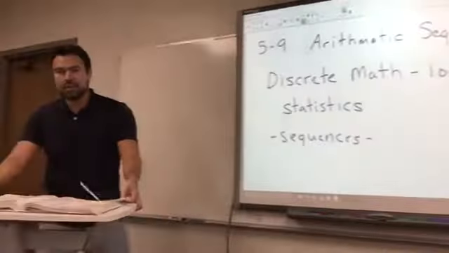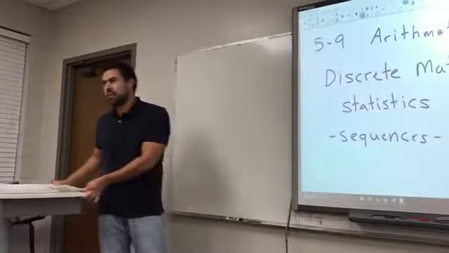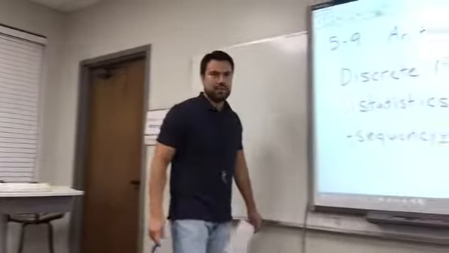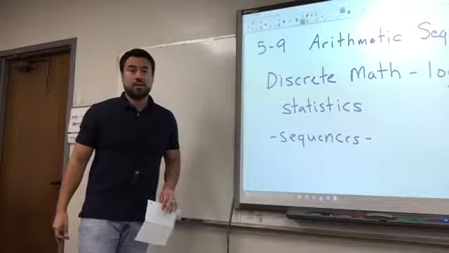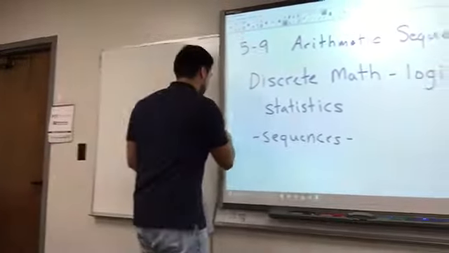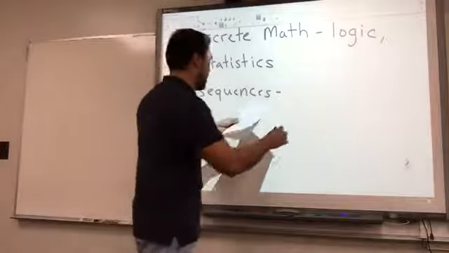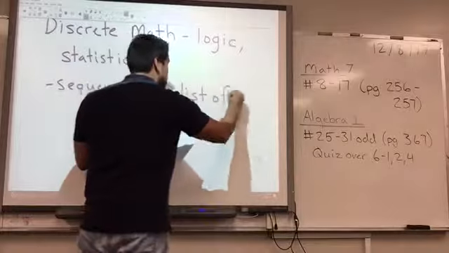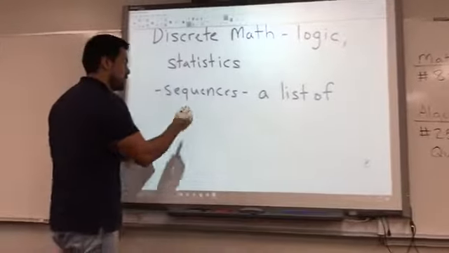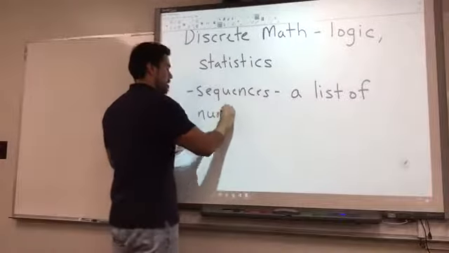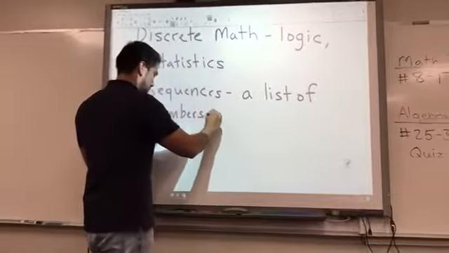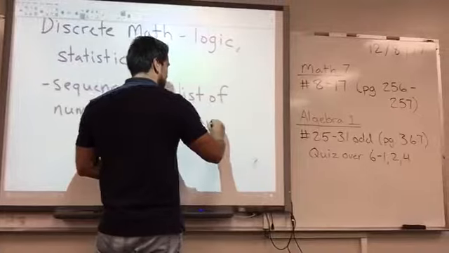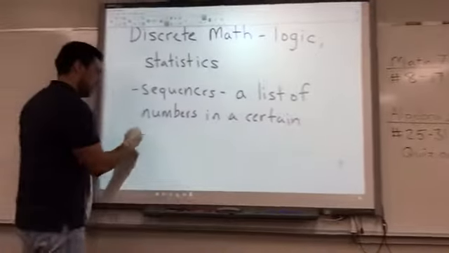And does anyone know what a sequence is? How do you kind of define that? It's easy to see and identify, but how do you define it? Yes, you're getting it. We're going to define it in our class as a list of numbers. It could be shapes or objects, but a list of numbers in a certain order. So not just randomly placed, but in a certain order.